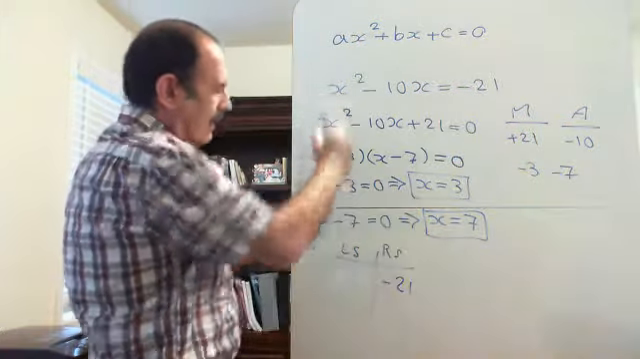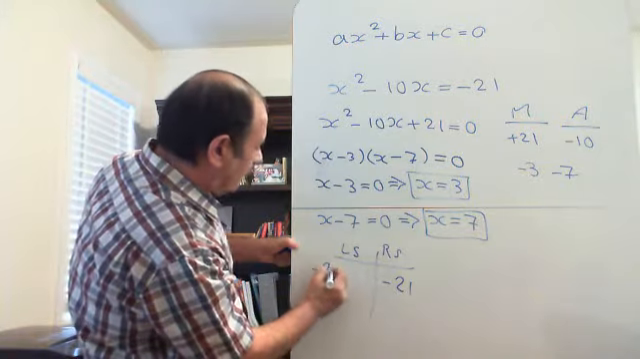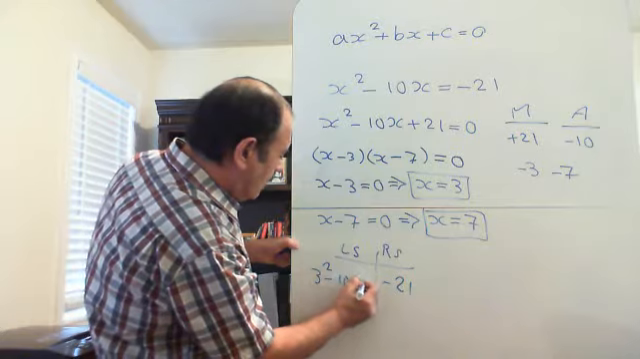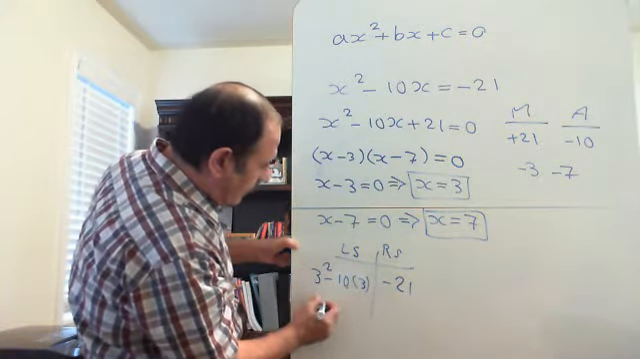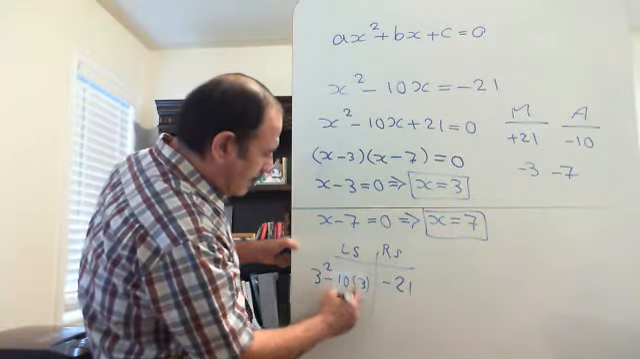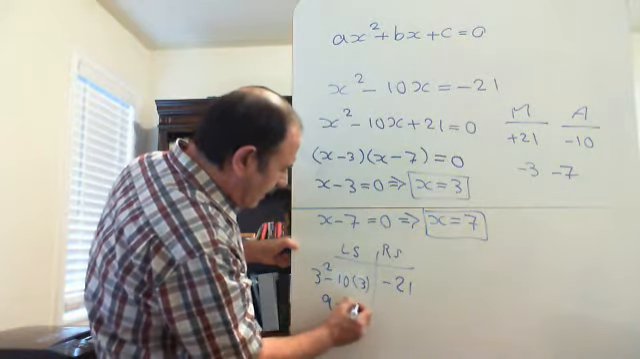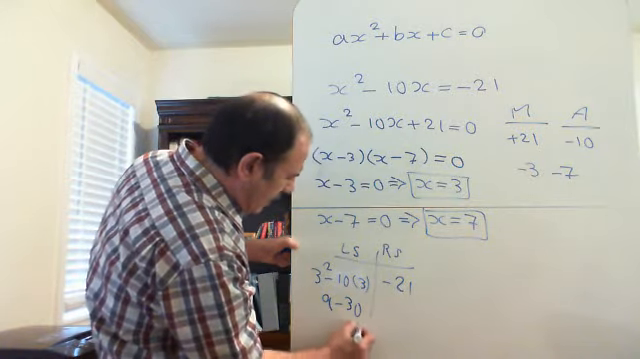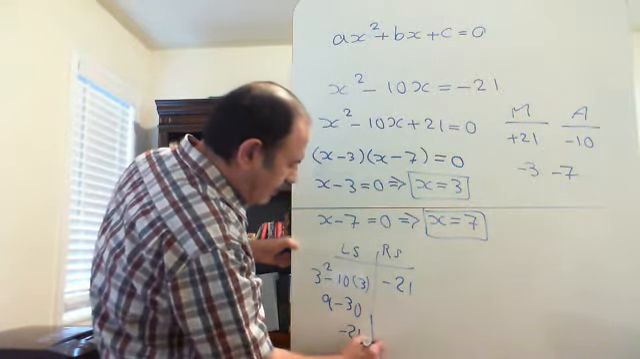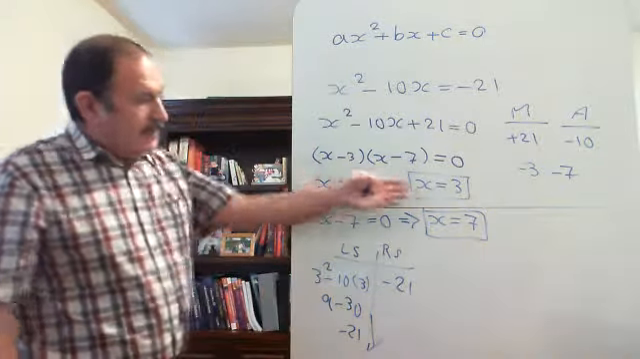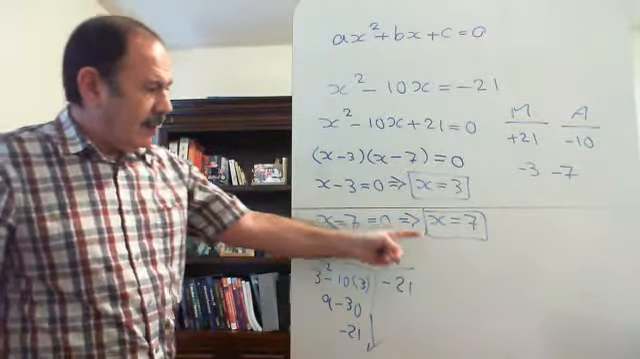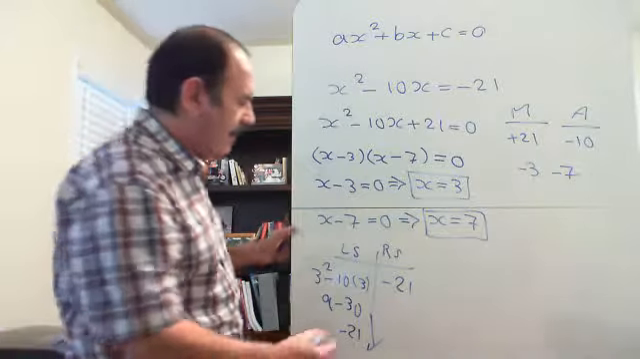The left side, x is 3. So 3 to the power of 2 minus 10 times 3. Then 3 to the power of 2 is 9. Minus 10 times 3 is minus 30. 9 minus 30 is minus 21. Left side and right side are equal. So this answer is right. Let me check the answer x equals 7 too.